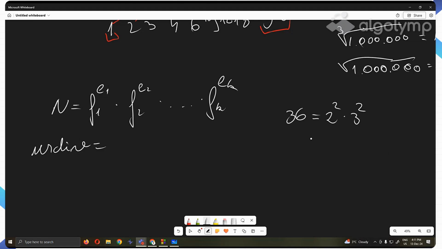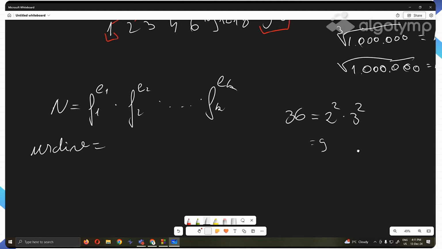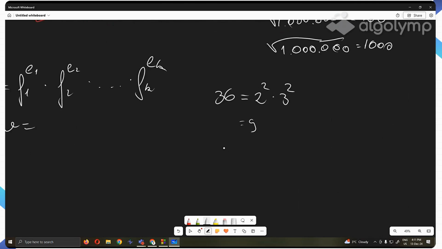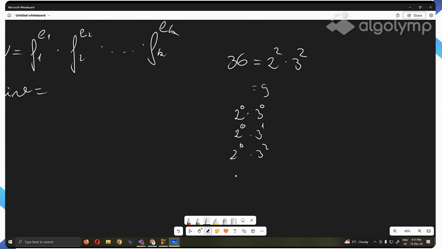A number has 9 divisors. What are the divisors of 36? I want to express it in another form. The divisors of 36 are 2 to the power of 0 times 3 to the power of 0, and the exponent doesn't change: 2 to the power of 0 times 3 to the power of 1, 2 to the power of 0 times 3 to the power of 2, 2 to the power of 0 times 3 to the power of 3.